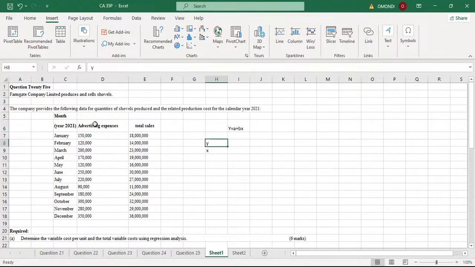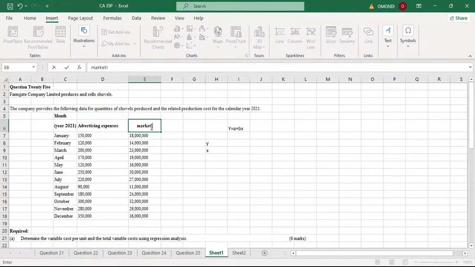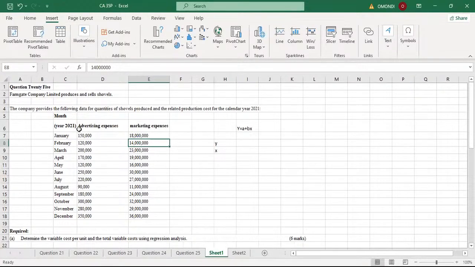So even if I change the titles here, what I need to know is if all of them are costs. I can even change this one here to be marketing expenses. I have marketing expenses, I have advertising expenses.